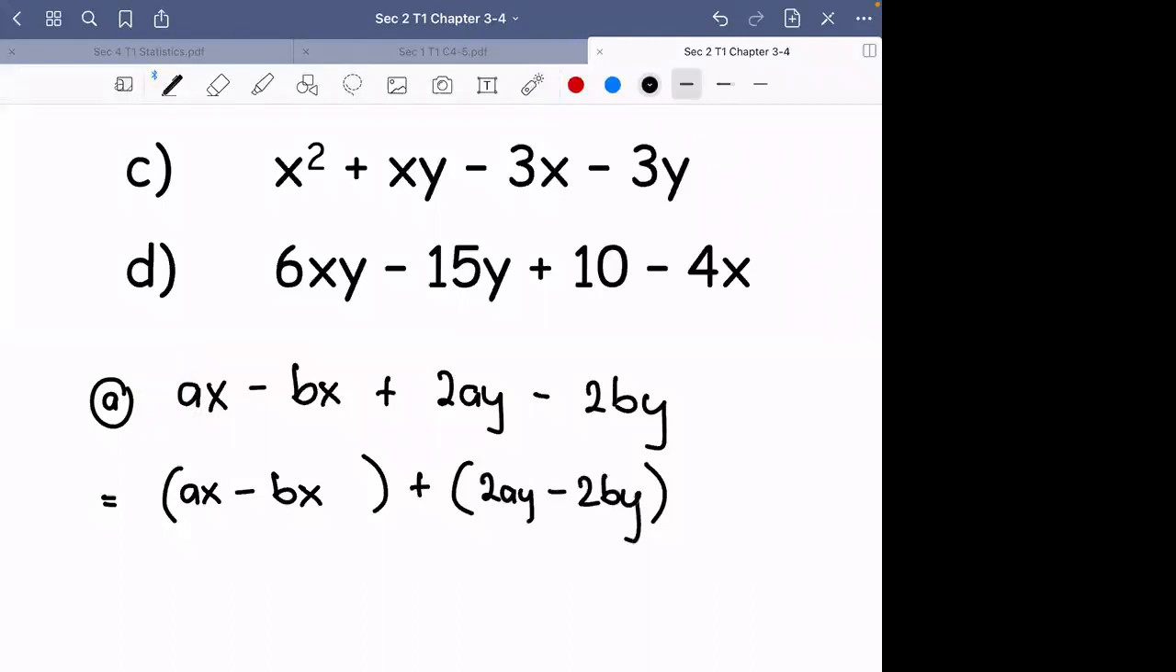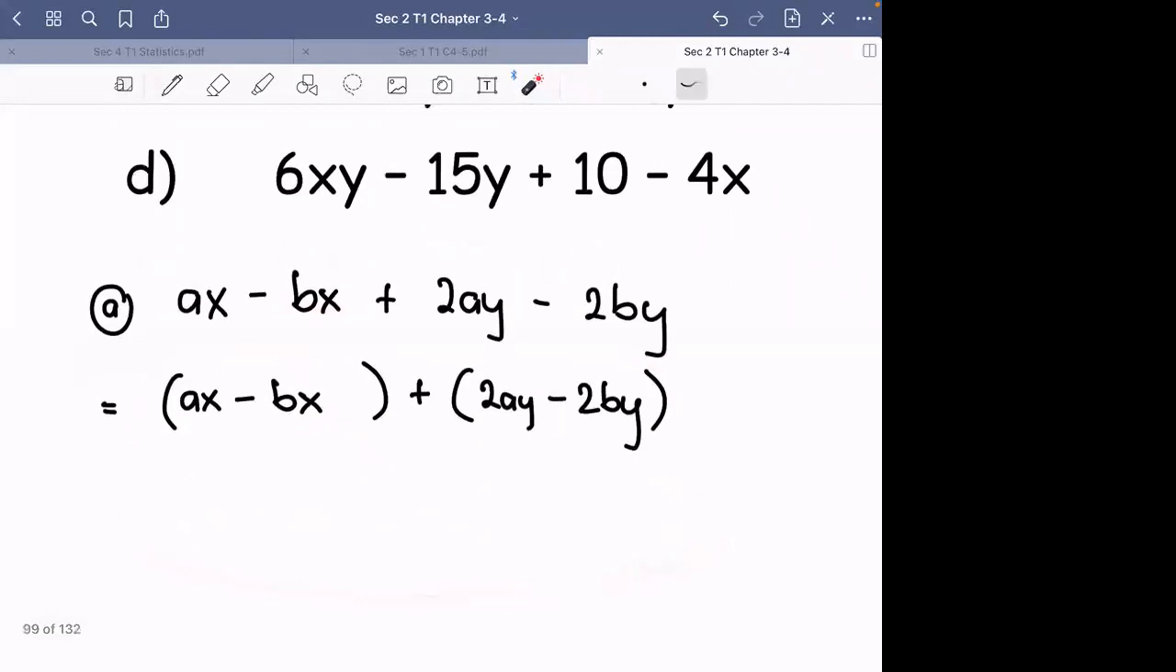So this is by grouping. That's why we are grouping them now. Again, remember that these groups should have something in common, or they should have a common factor. Look at the first group. Both of them have x, right? And then look at the second group. Both of them have 2y, 2 and y. So that's the first step.